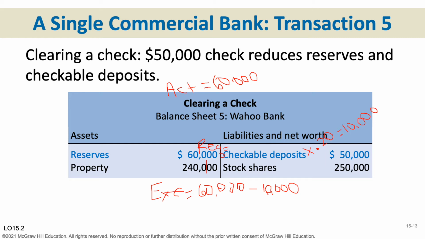So how much loans could this bank make? This bank can make a $50,000 loan because they have $50,000 in excess. How much government securities could they buy? They could buy $50,000 worth of government securities. This bank can only make a profit with the money that they have as excess reserves, which is $50,000.